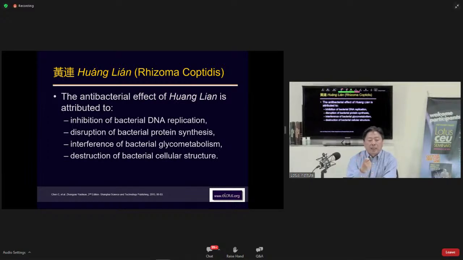It disrupts the bacterial protein synthesis. So if the bacteria cannot produce additional protein, it also cannot grow and multiply. So once again, it's mostly a bacteriostatic effect. Interfere with the bacterial glycometabolism. So once again, interfere with metabolism, mostly bacteriostatic. And then finally, destroys the bacterial cellular structures. So it breaks down the cellular structure, most likely the cell wall. And once the cell wall is broken or the bacterial cellular structure is broken, then the bacteria will die right away. So this last one here is bactericidal.